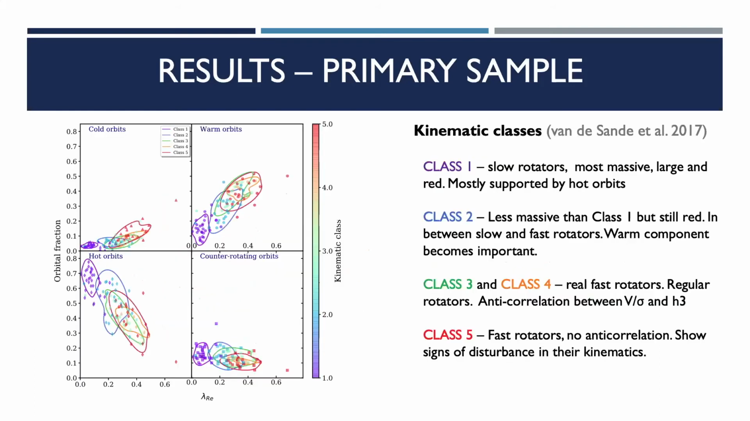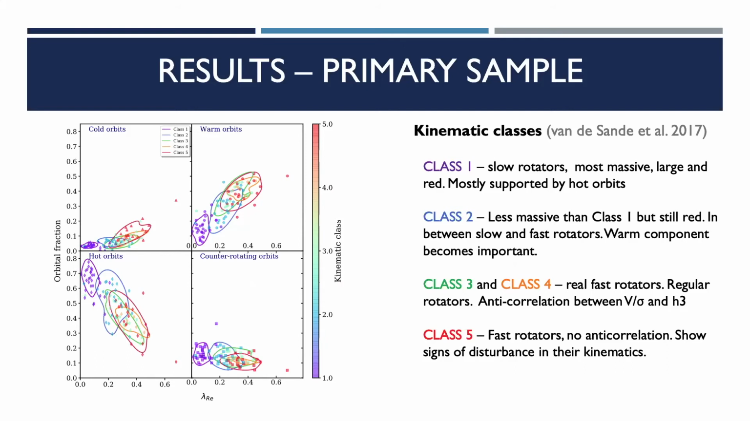There's a lot of information in this plot. First of all, we're just going to have a look at the distribution of the orbital fractions with the spin parameter lambda_R, measured at one R_e. We have cold orbits, warm orbits, hot and counter-rotating orbits, without looking at the colors for the moment. You can see that for slow rotators, with values of lambda_R close to 0, the main contribution is given, as expected, by hot orbits.